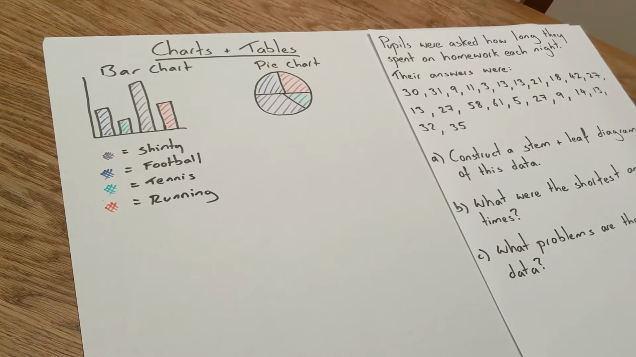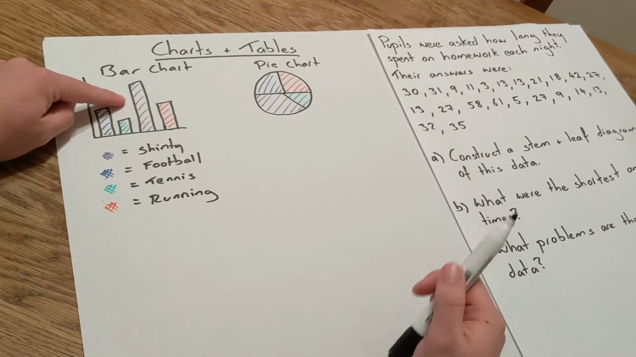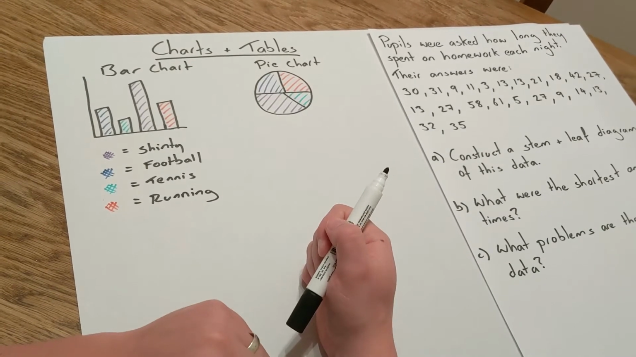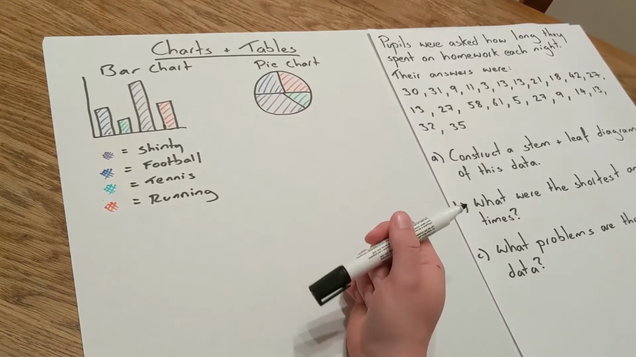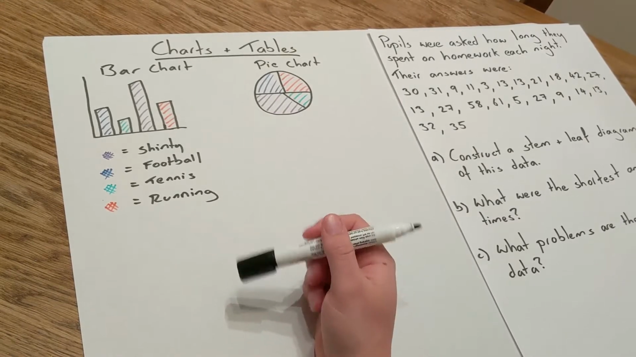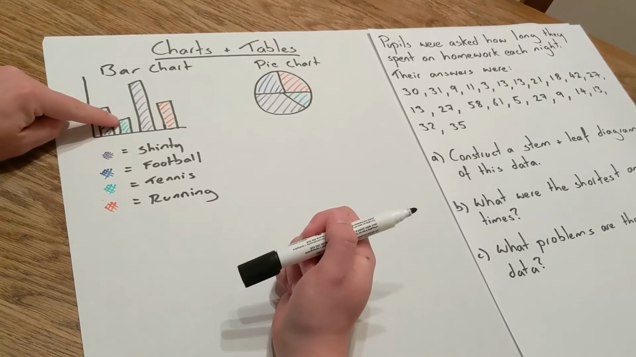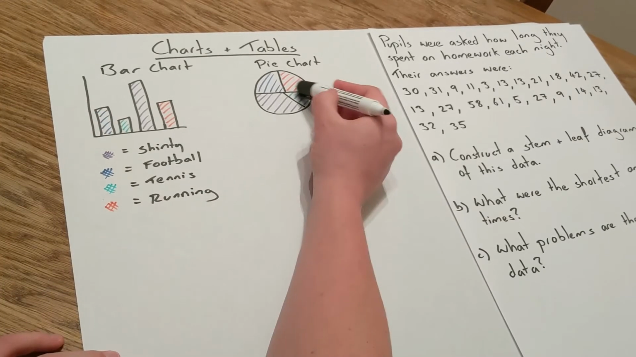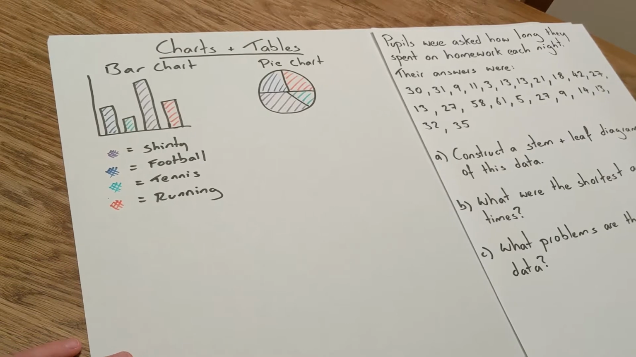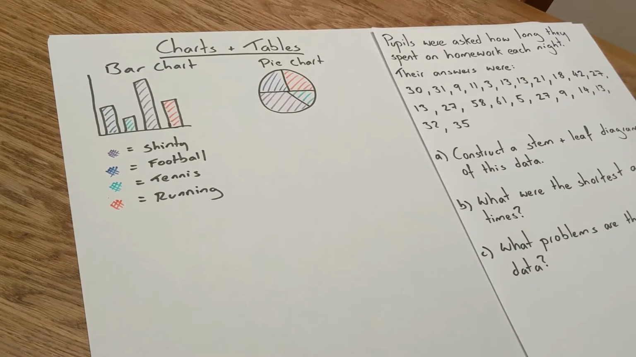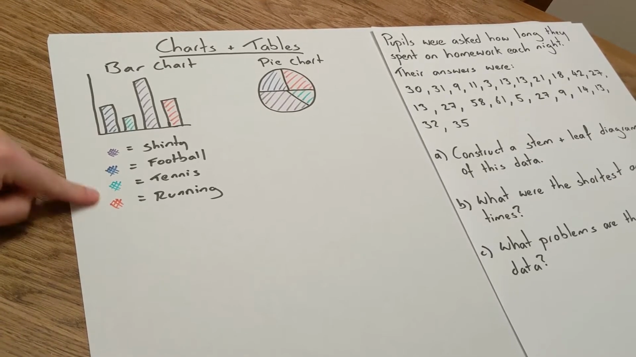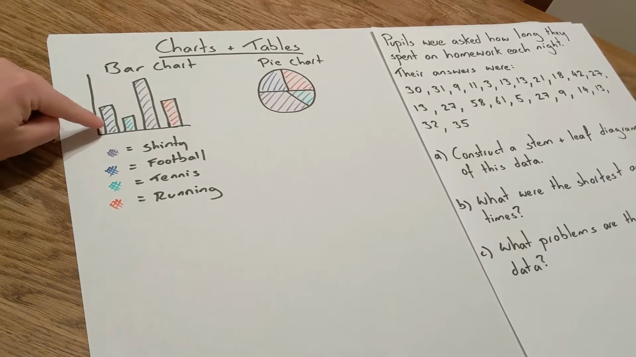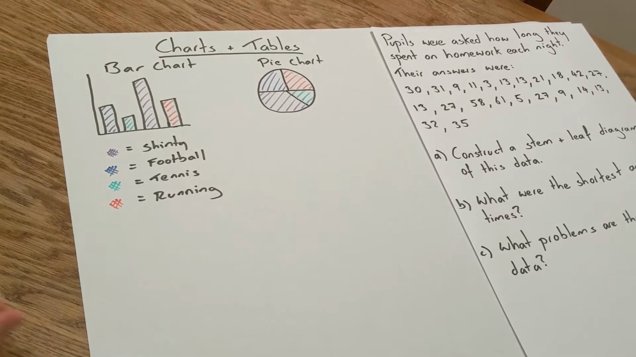Now we can immediately tell by looking at these that more people prefer shinty to any other sport because it's got the bigger bar here and it's got the bigger section of the pie. We can see that the least favourite sport in this group of people was tennis, because that's a smaller part of the bar and the smallest piece of the pie. Bar charts and pie charts work best when you've got a small set of options. If you've only got 4 or 5 different options to choose from, you can show them really easily on a bar chart or a pie chart.